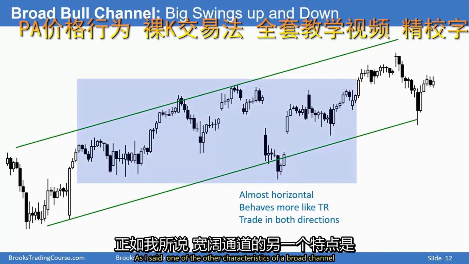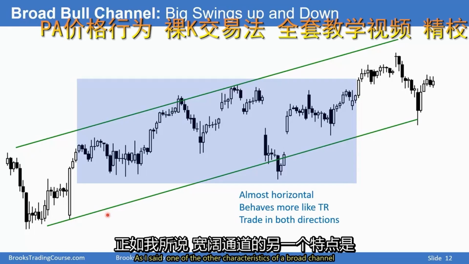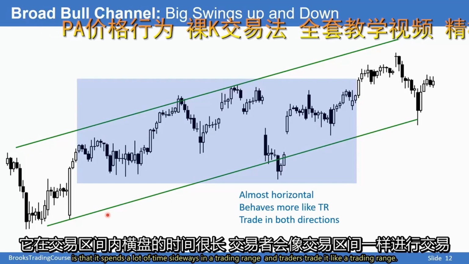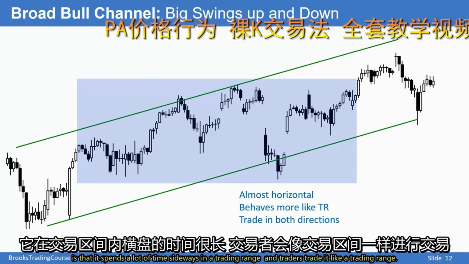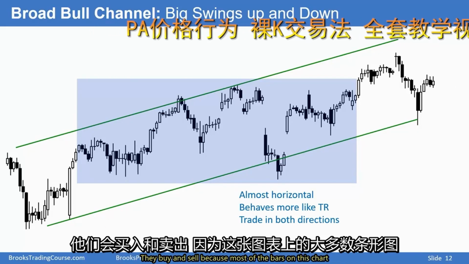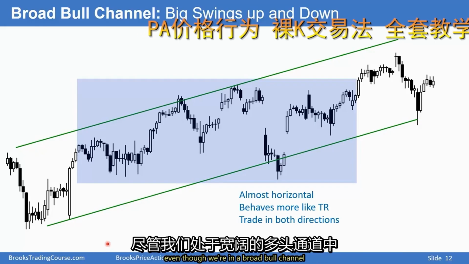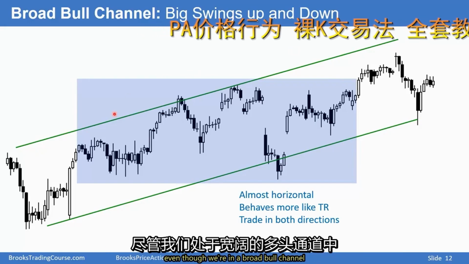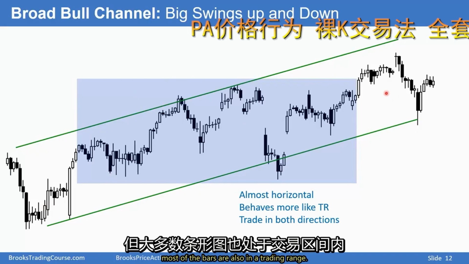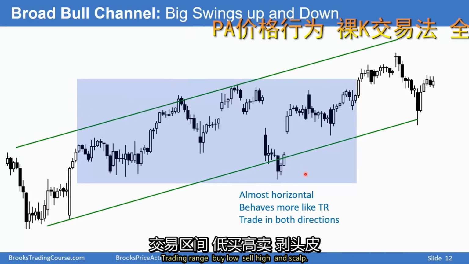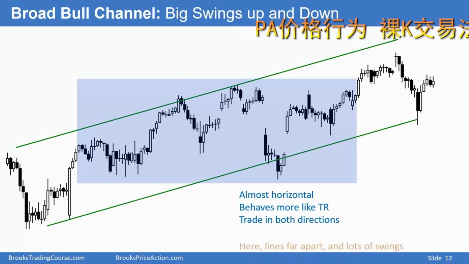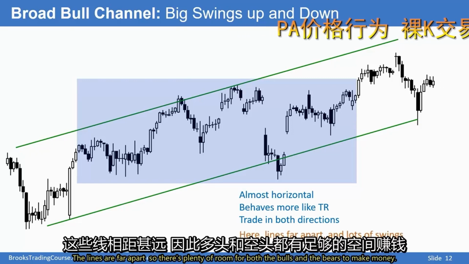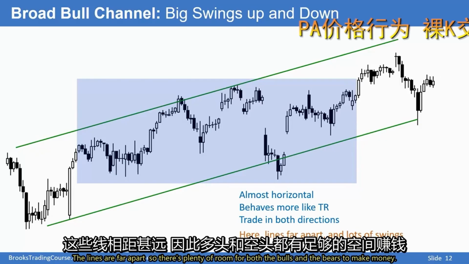As I said, one of the other characteristics of a broad channel is that it spends a lot of time sideways in a trading range. And traders trade it like a trading range. They buy and sell because most of the bars on this chart, even though we're in a broad bull channel, are also in a trading range. Trading range: buy low, sell high, and scalp. The lines are far apart, so there's plenty of room for both the bulls and the bears to make money.